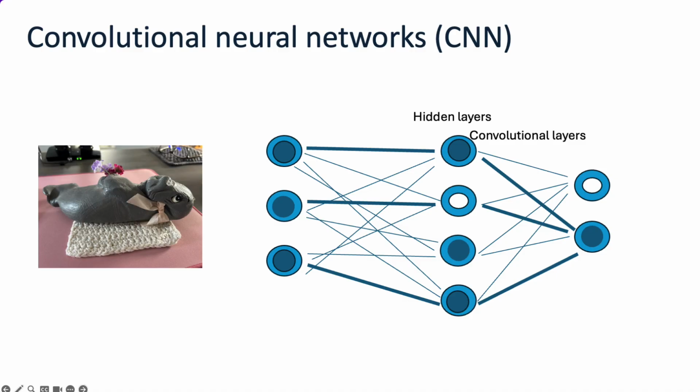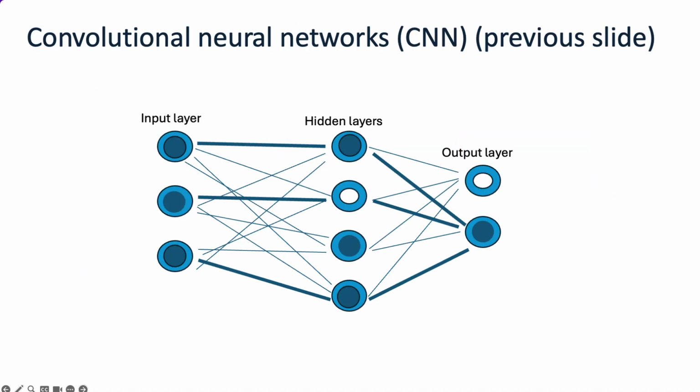Convolutional layers to detect parts of the image can be specifically designed to look for certain aspects of the images, such as edges of an object or loops.